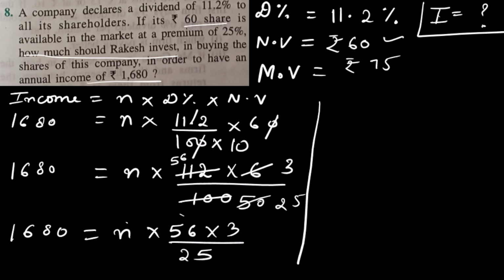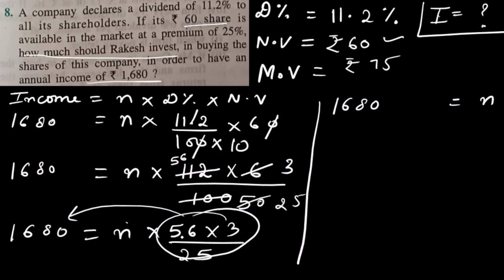If we have to find N, that means everything else we should shift to the other side. When we are shifting, first of all, the things we are not shifting we write as it is. 1680 that side only I need, and N I need this side only. Other than this, these things I am shifting. So 56 and 3 are getting multiplied with N. When I am shifting, both of these will get divided with this number. And 25 was getting divided with N, it will get multiplied.